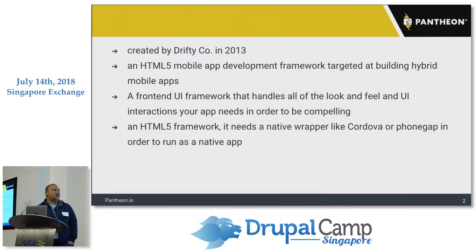So Ionic was actually created by the Drifty company in 2013. Ionic is a HTML5 mobile app development framework. Let me tell you a story. When I was in college, that was in 2005, that was the time that PHP was still gaining its popularity. There's no resources over the internet, so I had to buy a book authored by Tom Welling. I don't know if you know that author.